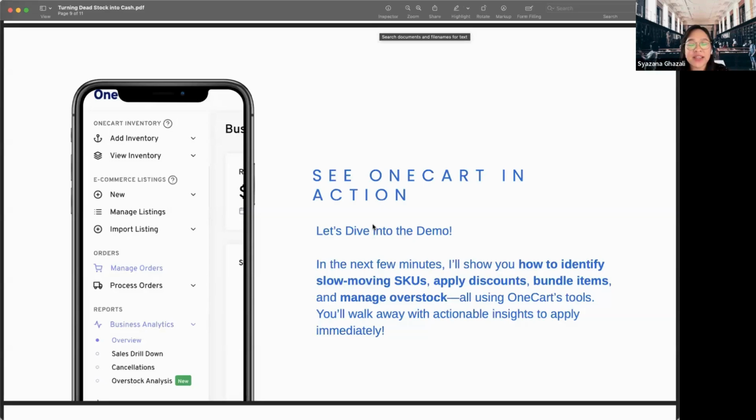And then another one is bundle items. This is the one that I always say, it's always good for you to bundle your fast moving SKUs and your slow moving SKUs. So for example, if this SKU A is fast, and SKU B is slow, it's always best to bundle them together. At the end of the day, the objective is to clear this slow moving stock so you are able to replenish with new items, so it's not costing you any money just having dead stock in your inventory. So again, all these are to manage overstock, right? We are using OneCart tools, and you will walk away with actionable insights to apply immediately.